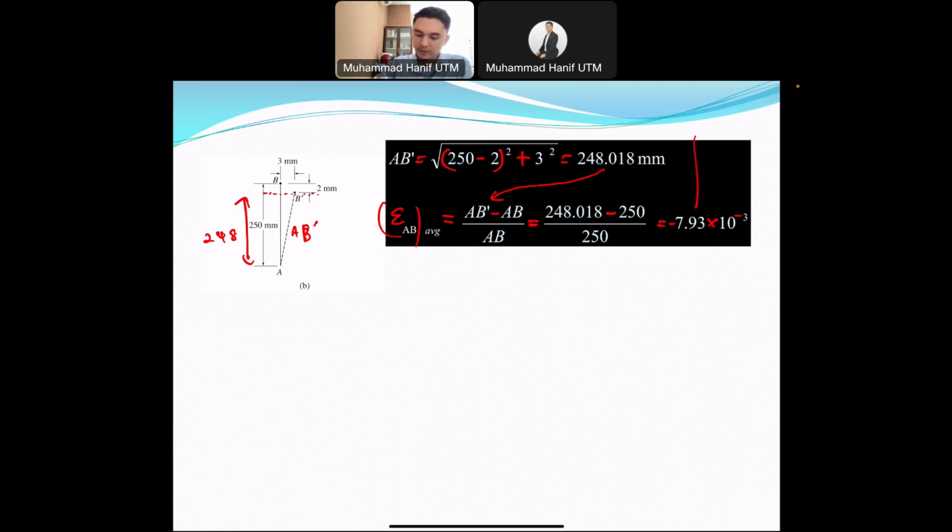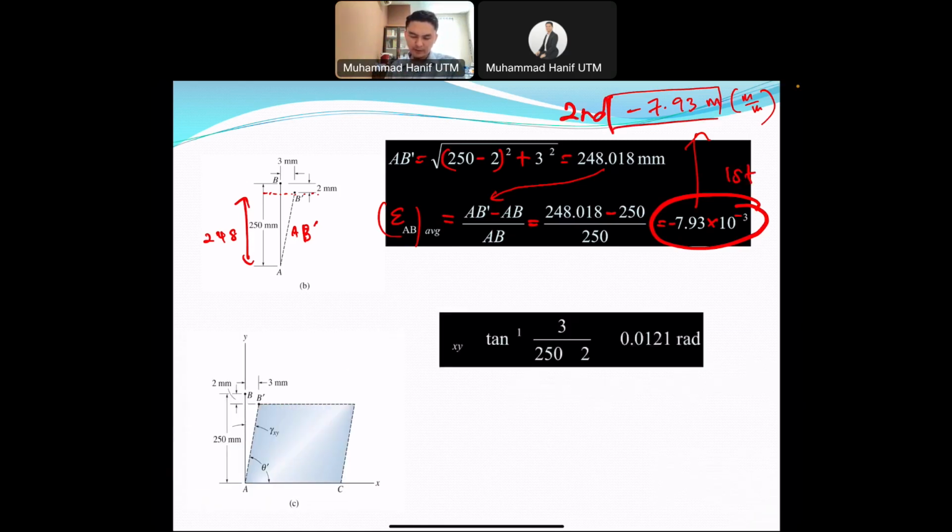Or you can rewrite this value into milli. But to avoid confusion, I suggest you write the first one, the circle one. If you write the second one, it will confuse many people, not even the lecturer, even the engineer later on in the industry. So it's better to provide the first answer like that. So this is the normal strain.